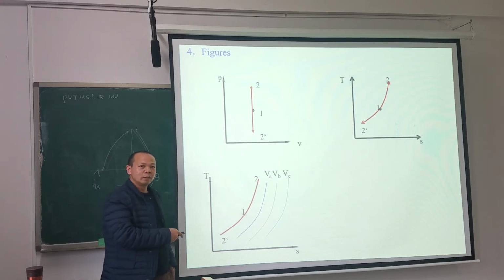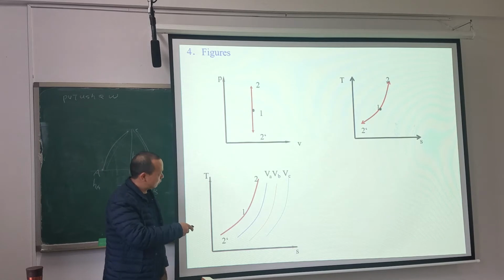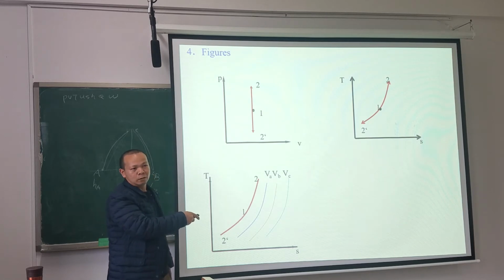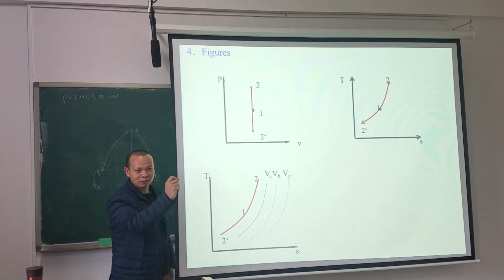This line represents all of this. Maybe we can say it is a constant volume line. Okay, so I have a question. Which one is the biggest volume? This is the volume: VA, VB, and VC. Which one is the biggest one?